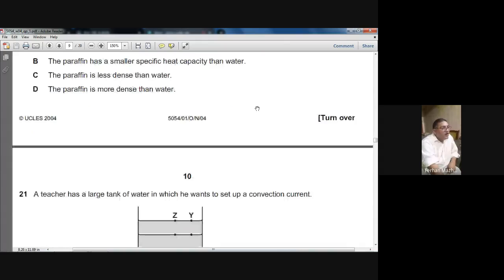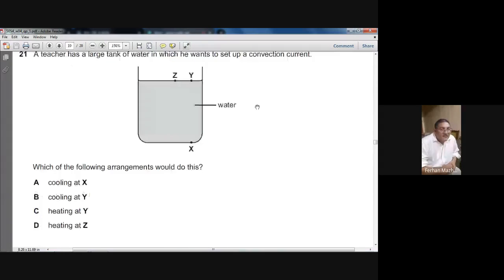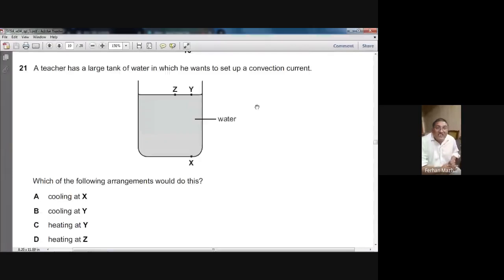Here we come, question number 21. A teacher has a large tank of water in which he wants to set up a convection current. Remember this thing: if you want to set up convection currents in water, there are two methods. One is by heating. If you want to create convection currents by heating, you are supposed to heat from the bottom. The second method is by cooling, but the cooling should be done from the top. If you want to set up convection currents by cooling, the cooling is done from the top. If by heating, the heating is done from the bottom.